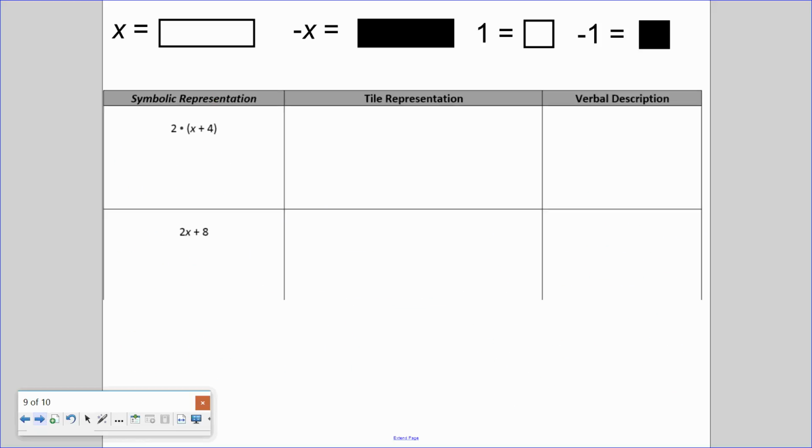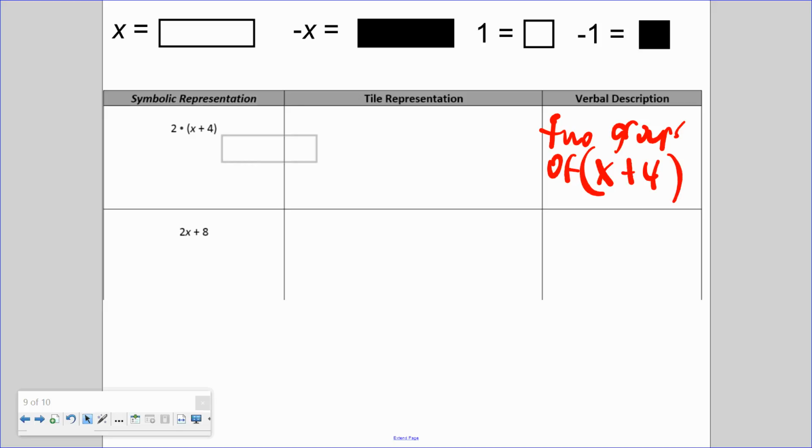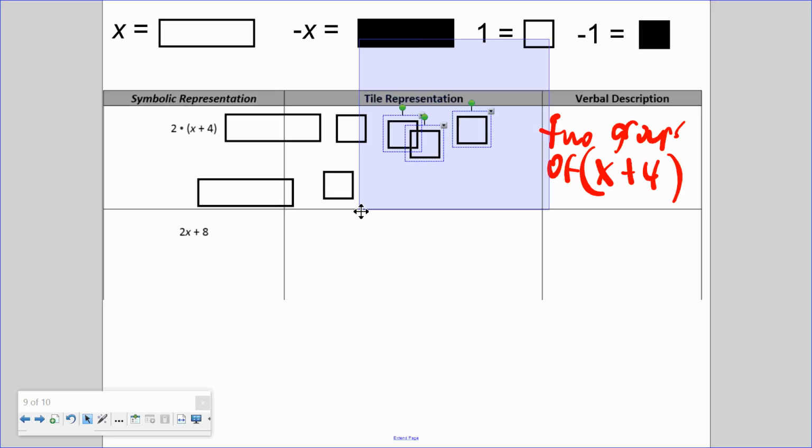And next example, 2 times x plus 4. That's 2 groups of x plus 4. Can you show me using algebra tiles 2 groups of x plus 4? That's 1, 2, 3, 4 plus 4. And that's it. 2x plus 8.